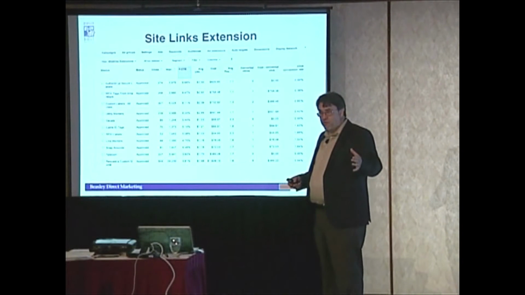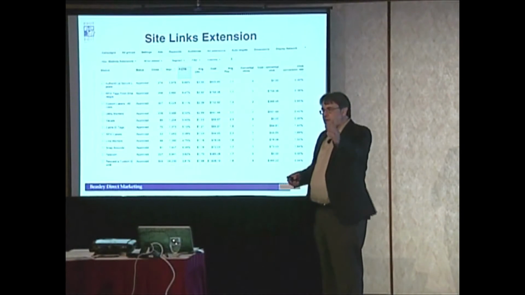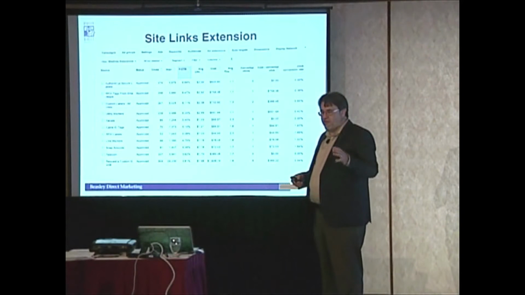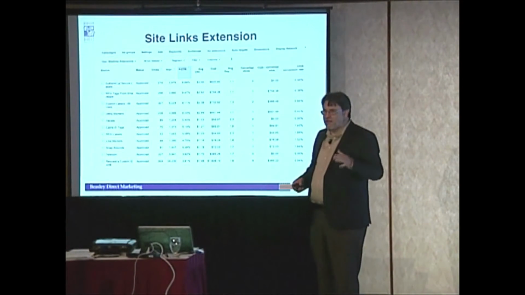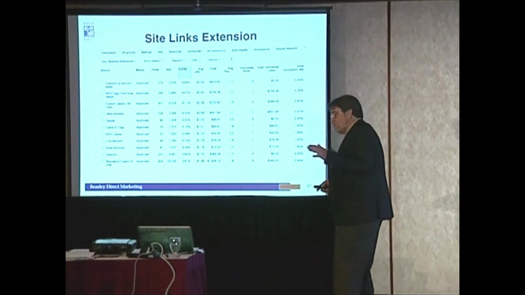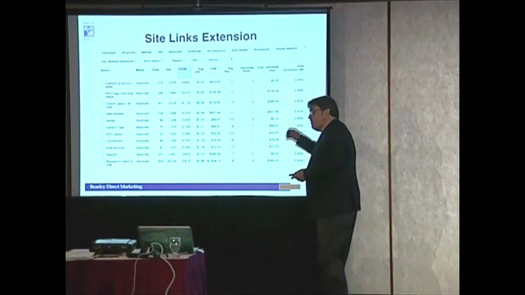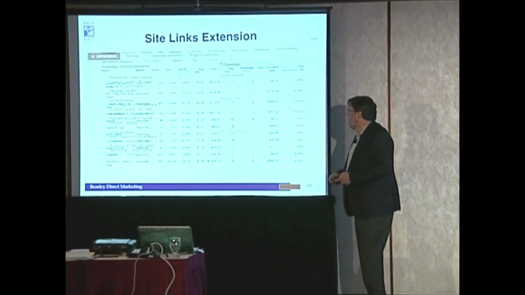Whereas if they came in through the normal website, about a 15% chance conversion to quote, about a 5% chance quote to sale, and about an $8,000 average sale amount. So Sitelinks Extension is really rocking and rolling.